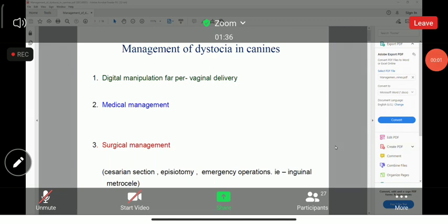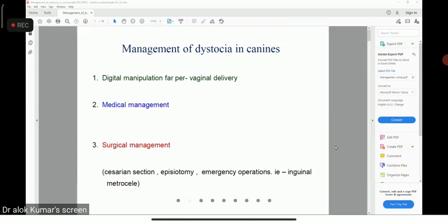Okay, so on what criteria you will physically examine, and once you come to the conclusion that yes, this case is dystocia, a confirmed case of dystocia, then you will start manipulating, or you can say managing it. Okay, so first management is digital manipulation, by means of pervaginal delivery. So you will try to assist the female, or bitch, so that she can deliver the pup.